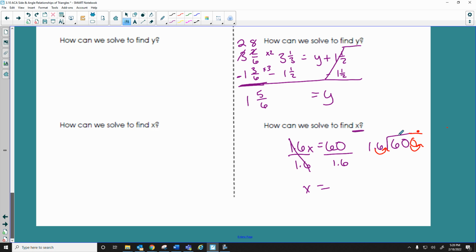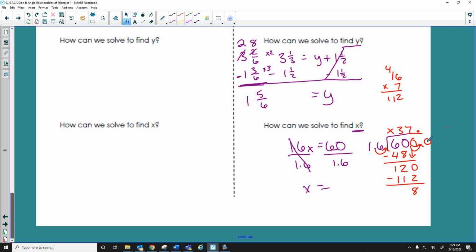Okay, so 16, it doesn't fit into 6, but it does go into 60 three times. Again, pause if you need to, if I'm going too fast. That gives you 48. Subtract, subtract, subtract. You get 12. Bring down that 0. 120, let's see. I think it goes in 7 times. Let's do 16 times 7. That's going to give me 112. The difference there is 8.